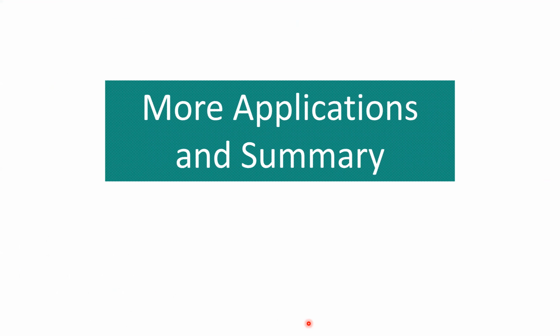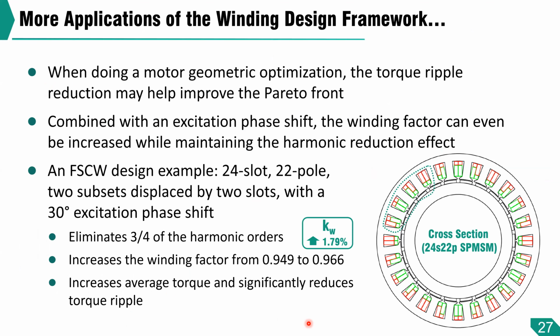All right, we are close to the end, and just very briefly, more applications of this framework. So if we are able to limit the torque ripple very well, then other metrics have more space for improvements. If it's a multi-objective optimization, it improves the Pareto front. Also, if we can use a phase shift, some version of the dual three-phase connection, then the working harmonic winding factor can even increase.